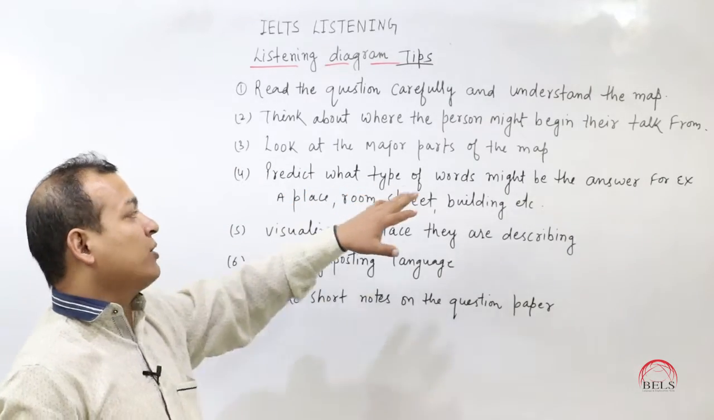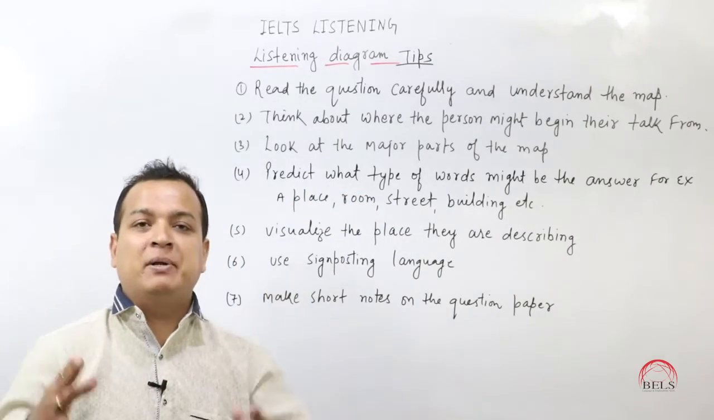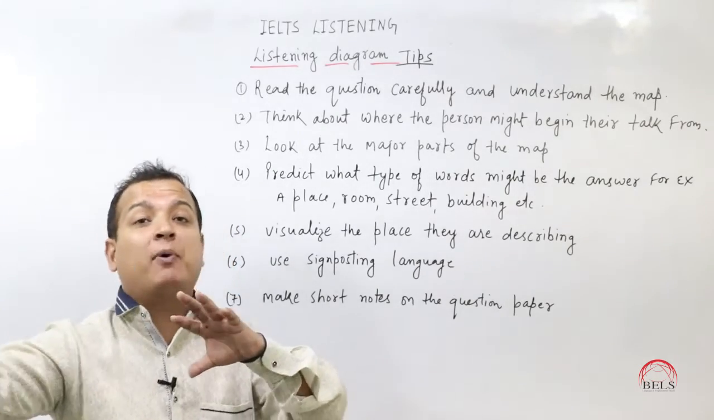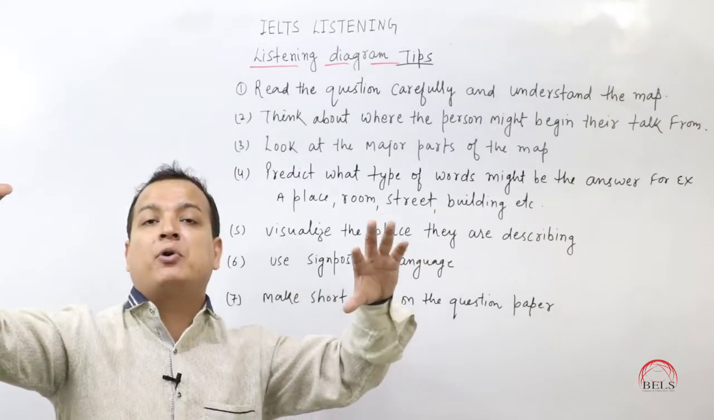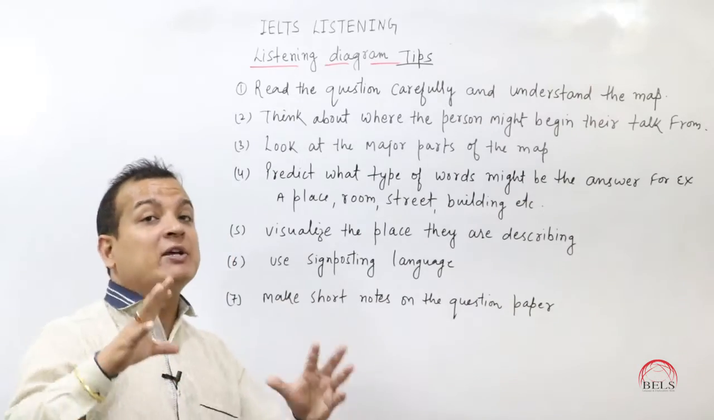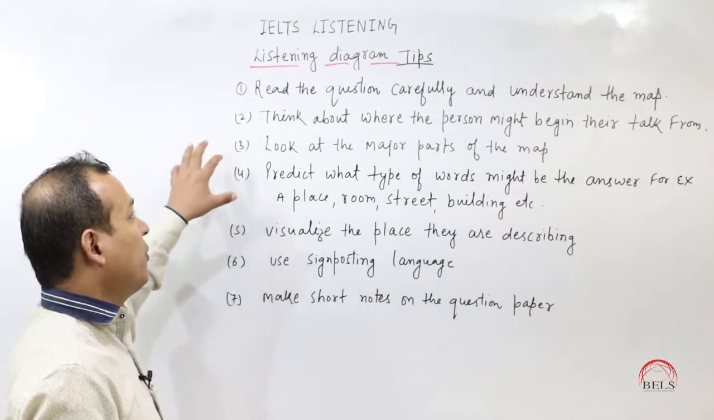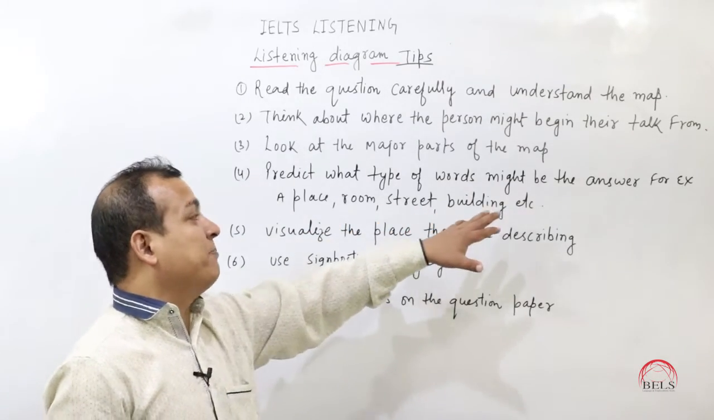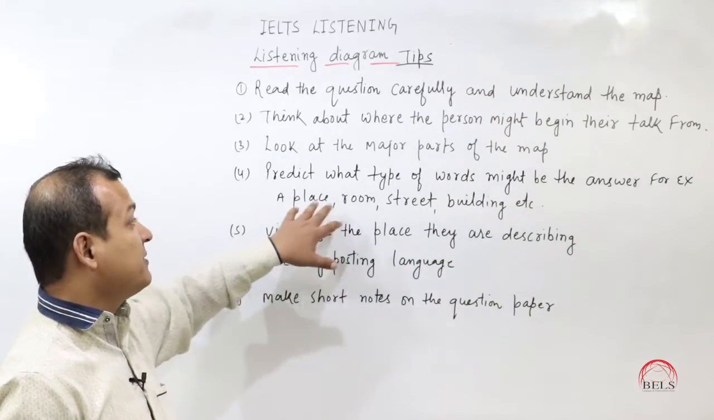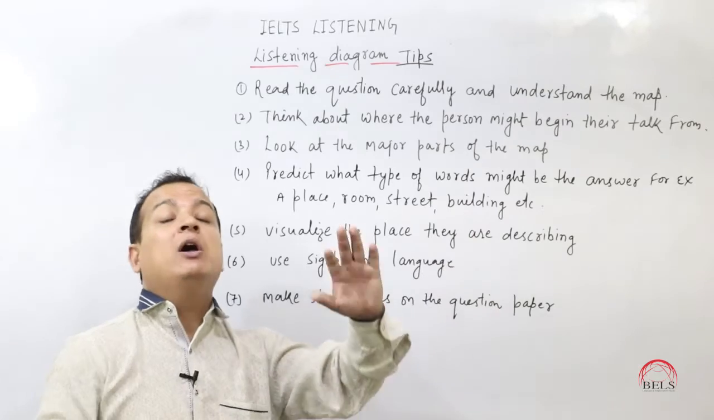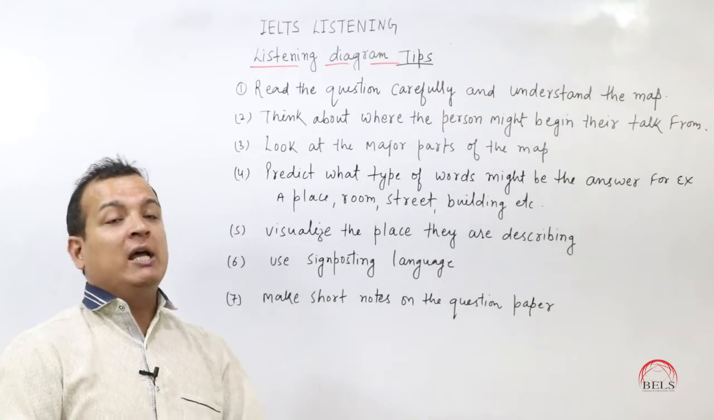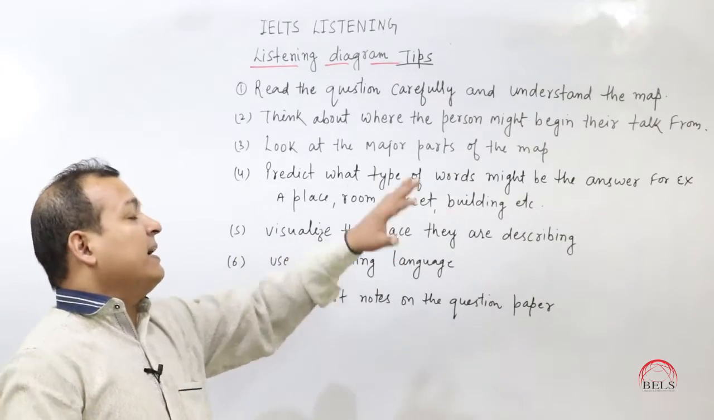Look at the major parts of the map. For example, if it's a university, understand what the major parts are, like a tea stall, a library, a computer lab. Keep in mind where these major parts are. Predict what type of words might be the answer, for example a place, room, street, building, etc. What can be the answer? You need to predict that. That's very important.